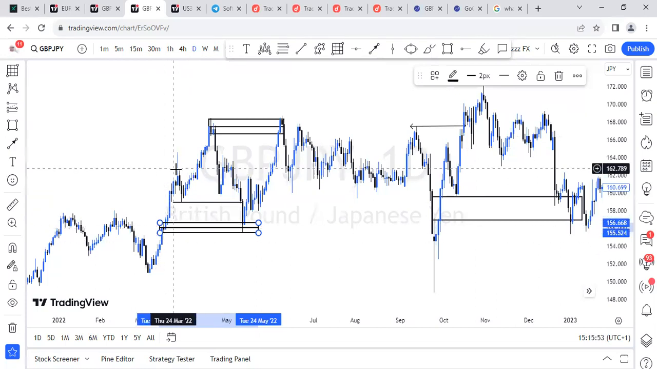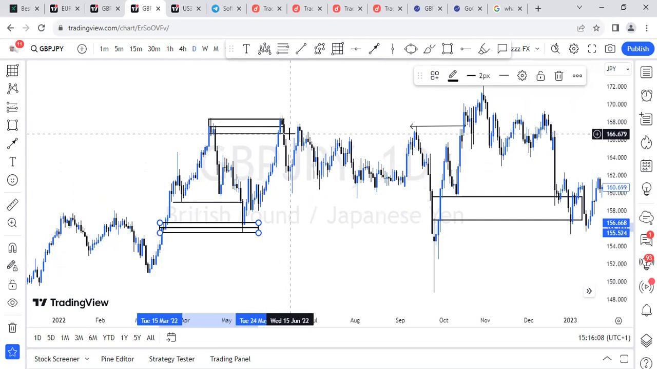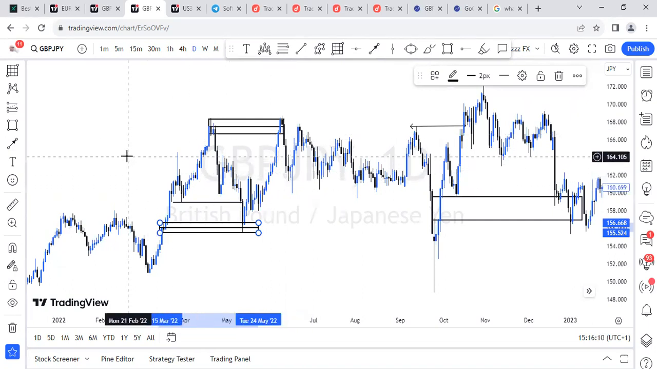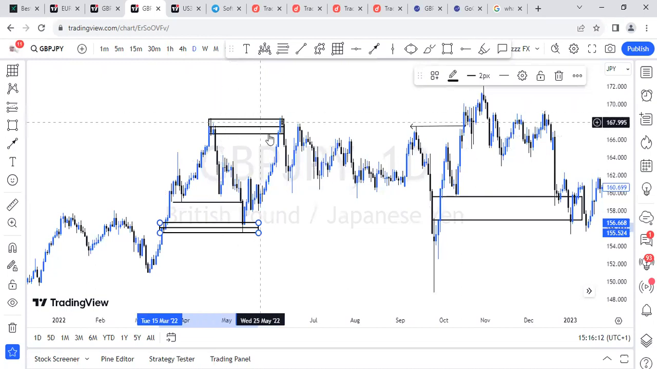When I have an expansion that leaves an imbalance, it simply tells me that the demand is so great that when price returns into it, it is bound to push price to the upside. That's one of the reasons. And like I said, I use it as a target as well.